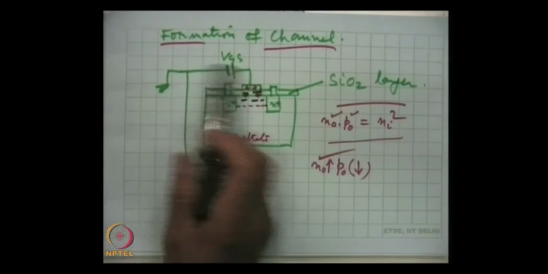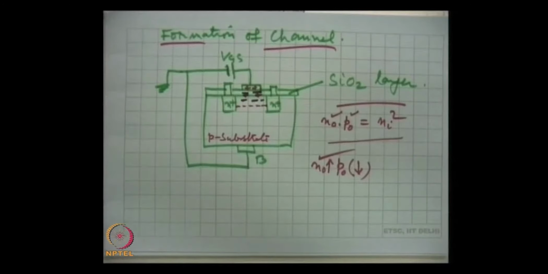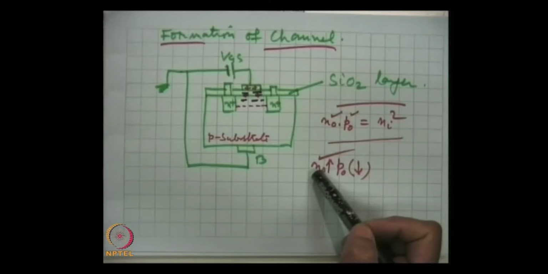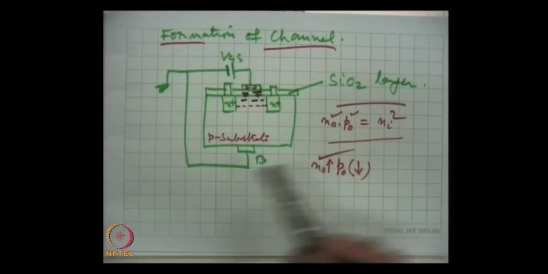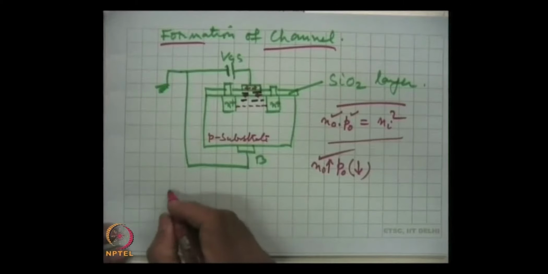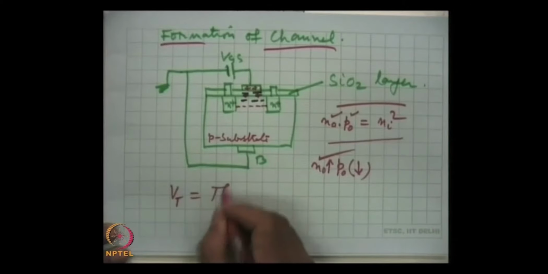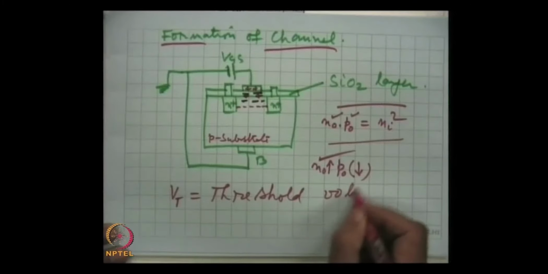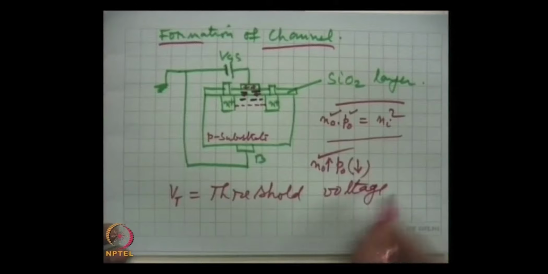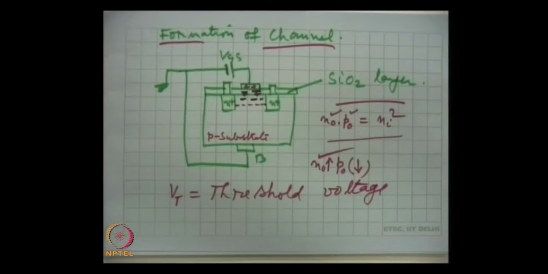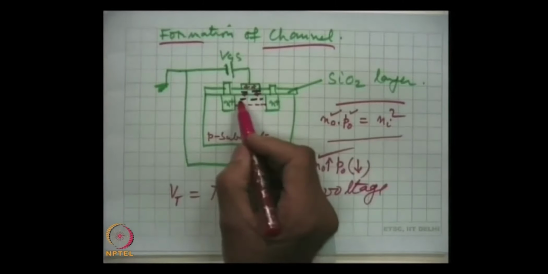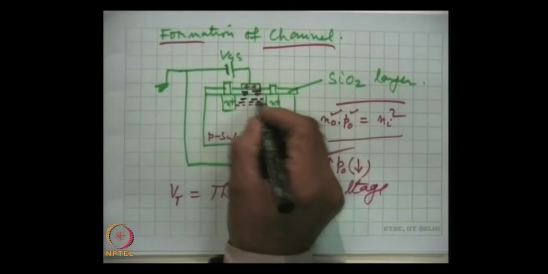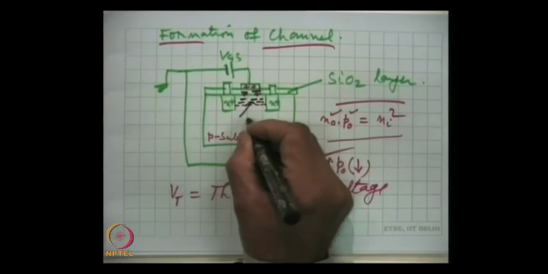If we further increase this voltage, then there is further reduction in holes and further enhancement in the channel, at a certain voltage, and that voltage we call Vt, the threshold voltage. At this voltage the channel is completely formed. So, this is the channel.